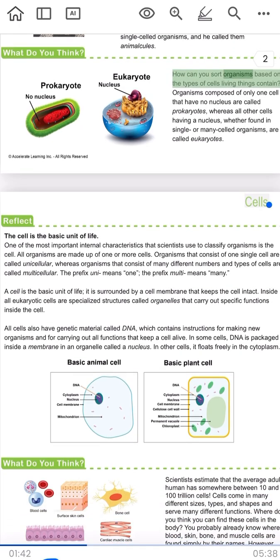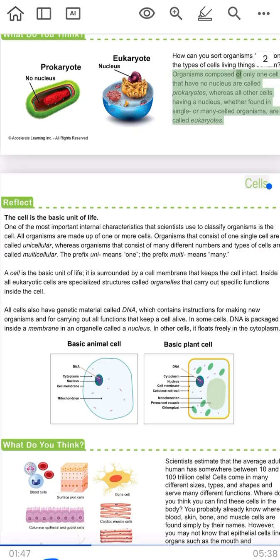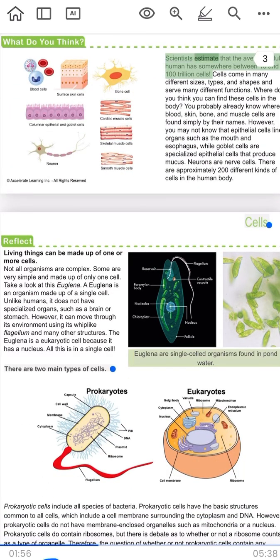How can you sort organisms based on the types of cells living things contain? Organisms composed of only one cell that have no nucleus are called prokaryotes, whereas all other cells having a nucleus, whether found in single or many-celled organisms, are called eukaryotes. Two scientists estimate that the average adult human has somewhere between 10 and 100 trillion cells. Cells come in many different sizes, types, and shapes and serve many different functions.